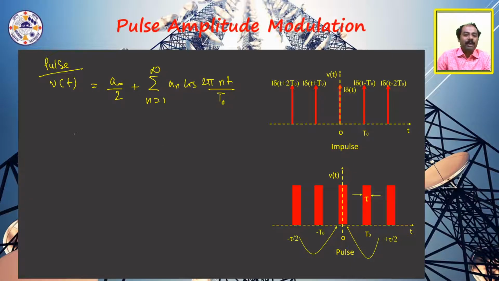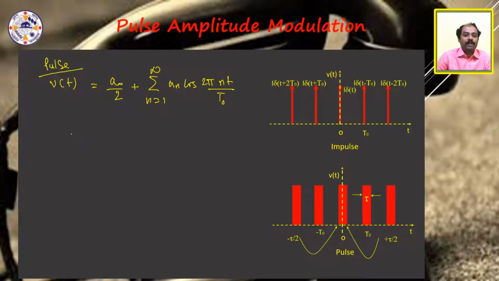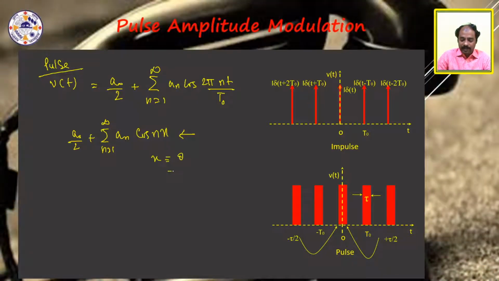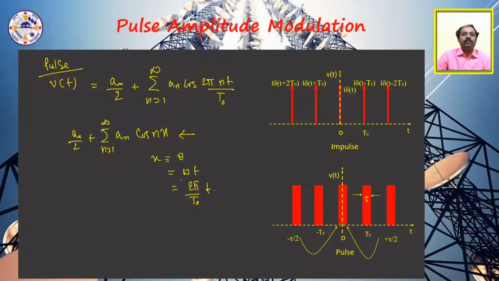Fine. Now don't get confused, you are familiar with the Fourier expansion in terms of x. You write the Fourier expansion as a0 by 2 plus the summation over n equals 1 to infinity of an cos nx. You are familiar with these terms. Okay, now we have replaced x with theta, and theta equals omega times t, so this equals 2 pi by t0 times t. Fine. So we have replaced x by 2 pi t by t0.